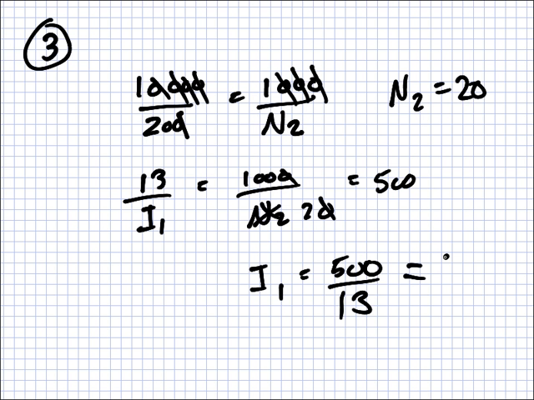I made a mistake. That's not right. Let's double check. V1 over V2 equals N1 over N2. Is N2 20? 100 divided by 2 is 50. Thank you, Matt. Not 500. So that's 50 over 13. So what's that? 3.85 amps.